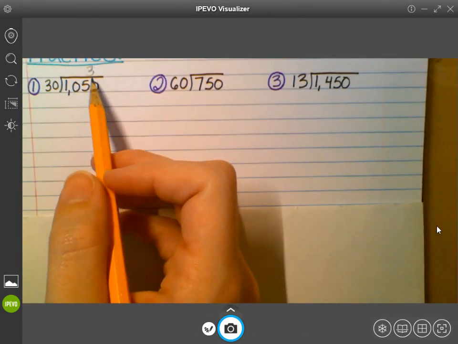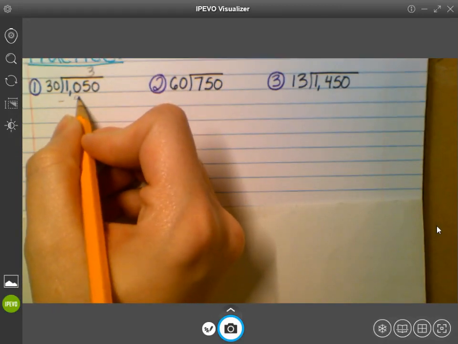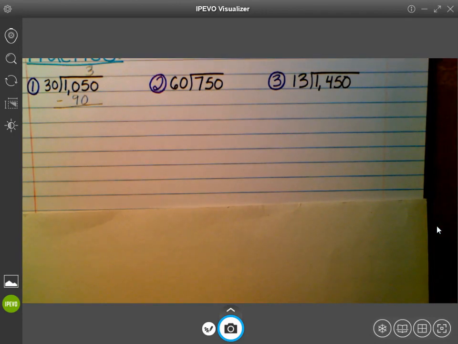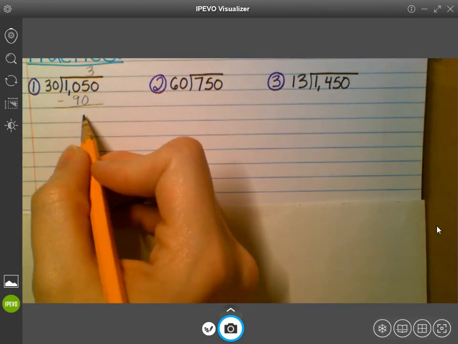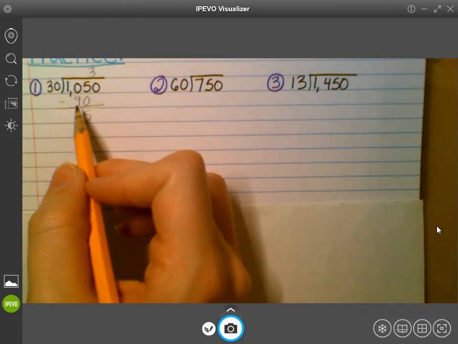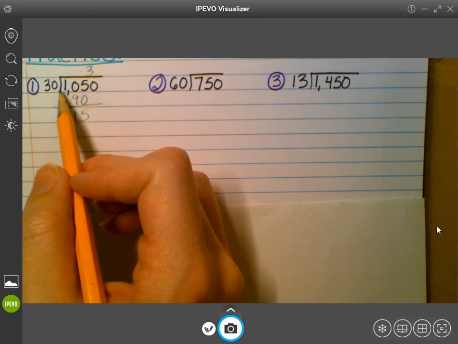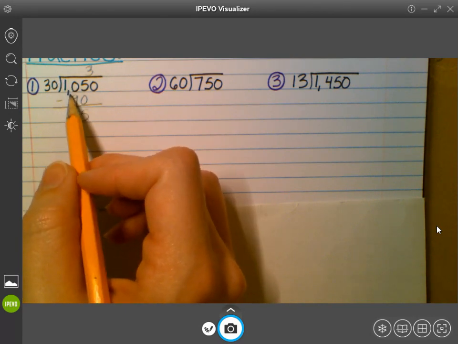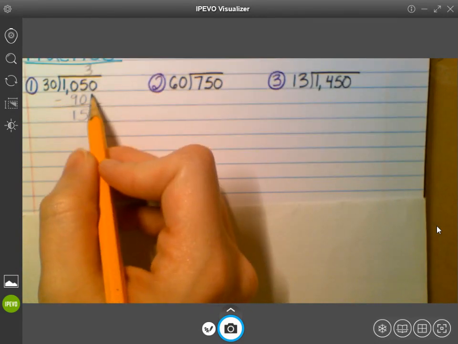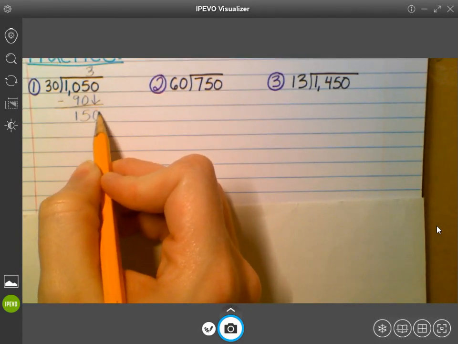30 times 3 is 90. So we would subtract the 90. So 5 minus 0 is 5. And then this 10 minus the 9 is 1. Or you could have borrowed from the 1, made that a 0, and then turned this 0 into a 10. That would have worked too. So we have 15. Then I bring down my 0. Can't forget to bring down the 0.